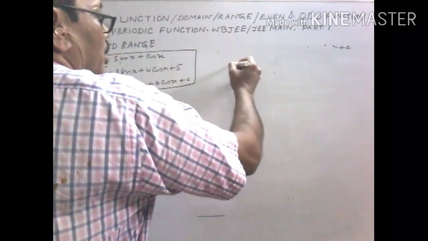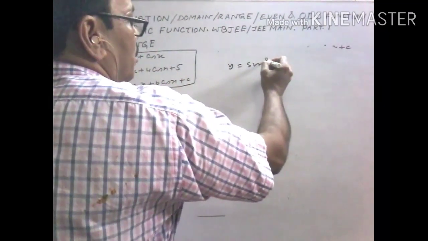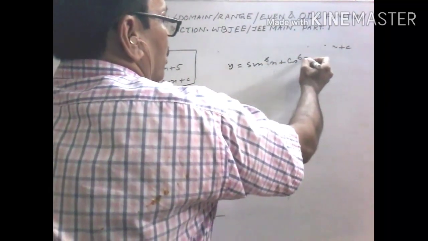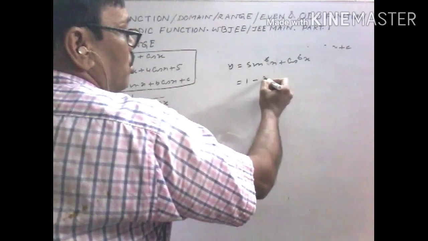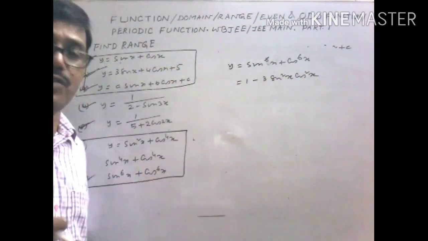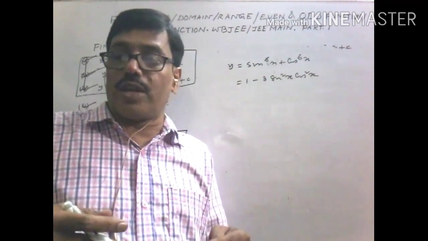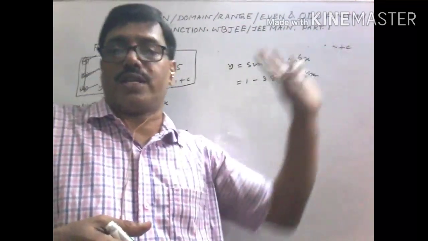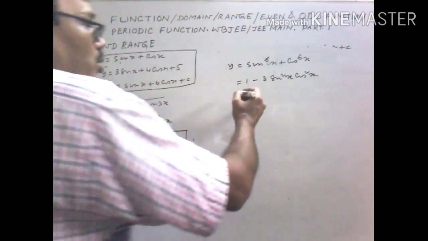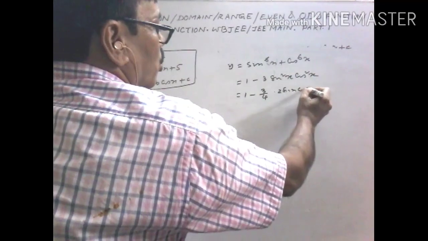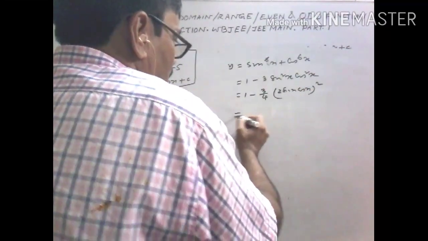So consider problem number 8. Y equals sin to the power 6x plus cos to the power 6x. So it is, you know, 1 minus 3 sin square x cos square x. How is it obtained? Sin square x plus cos square x whole cube minus 3 sin square x cos square x times sin square x plus cos square x. So 1 minus 3 by 4 times 2 sin x cos x whole square.